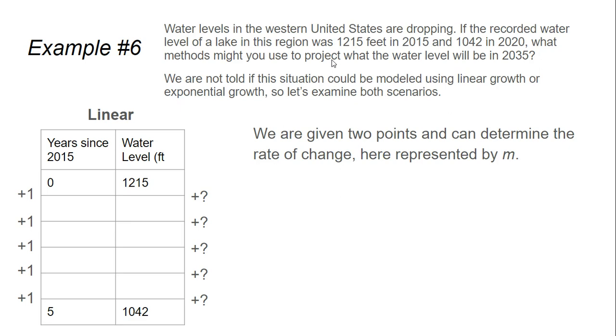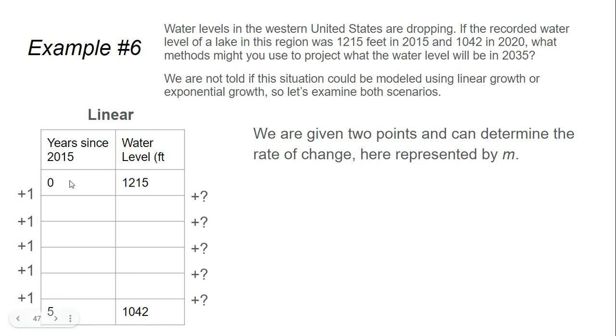So here I'm trying to take data that I know and project into the future, but I'm not told if this is increasing linearly or exponentially. So we're going to do both. We're going to take this scenario and represent it with a linear equation and then make an estimate. And then we're going to represent it with an exponential equation and make an estimate. So once again, I can model anything with a table if I'm given some data values.